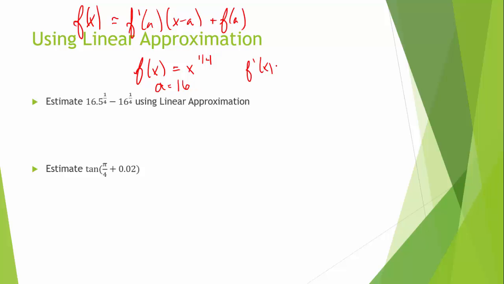So f prime of x is going to be 1/4 x to the negative 3/4, which is 1 over 4 x to the positive 3/4. And at 16, that's going to be 1 over 4 times 16 to the 3/4, which is going to be 1 over 4. Well, the fourth root of 16 is 2. 2 cubed is 8. So that's going to be 1 over 32.